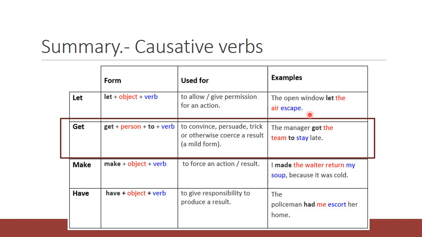Make. Make plus object plus verb to force an action or a result. I made the waiter return my soup because it was very cold. And have plus subject plus verb to give responsibility to produce a result. The policeman had me escort her home. And finally, get. Get plus the person or the object plus to plus verb. Get belongs to the second group. We need the preposition to combine, persuade, trick, or otherwise coerce a result. A mild form. The manager got the team to stay late.